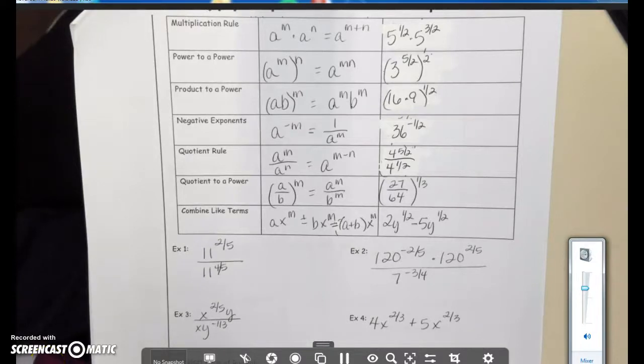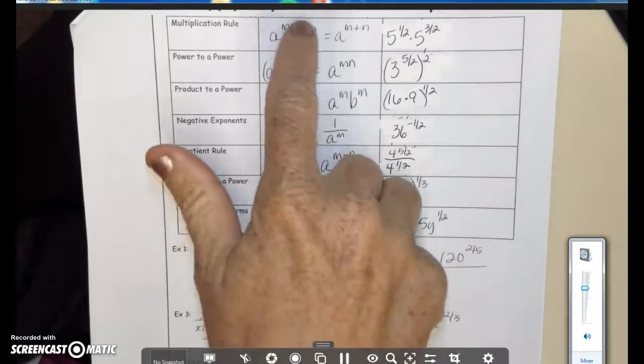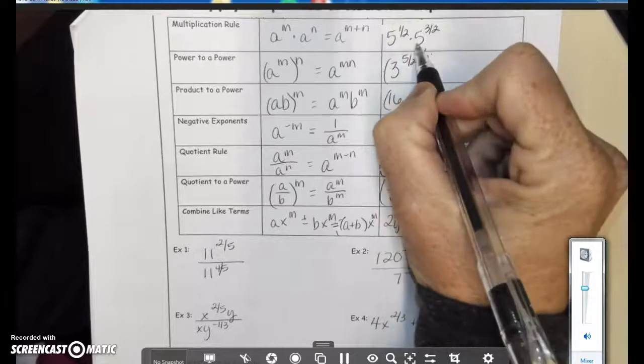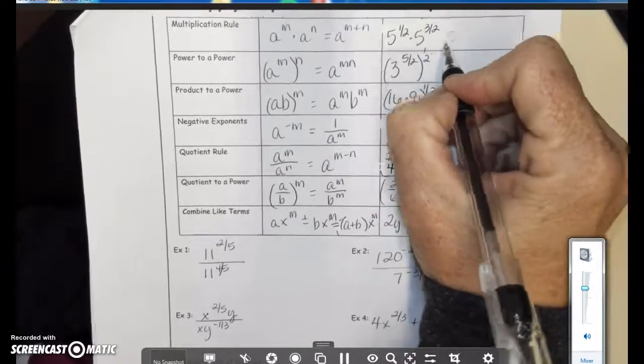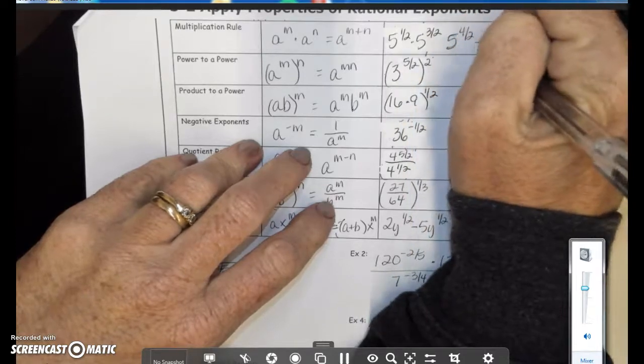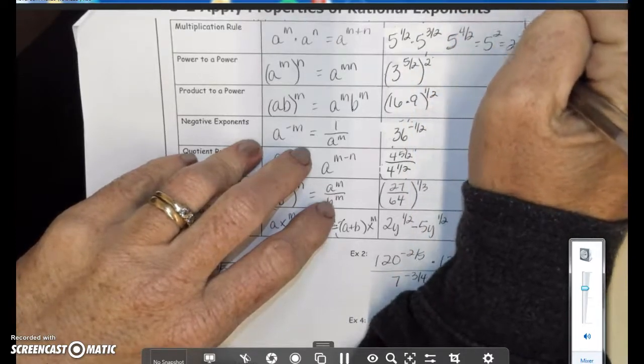Okay, so all of these properties are things that you've seen before. They are our exponent rules. Now we're just applying them to fractional exponents, but the same rules still apply. So when you have the same base and you're multiplying, you just add those exponents together. So we do have the same base. 1/2 plus 3/2 is 4/2, which equals 5 to the second, which equals 25.